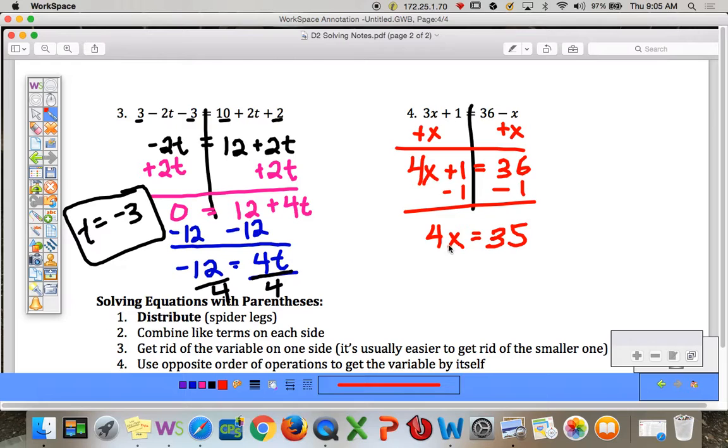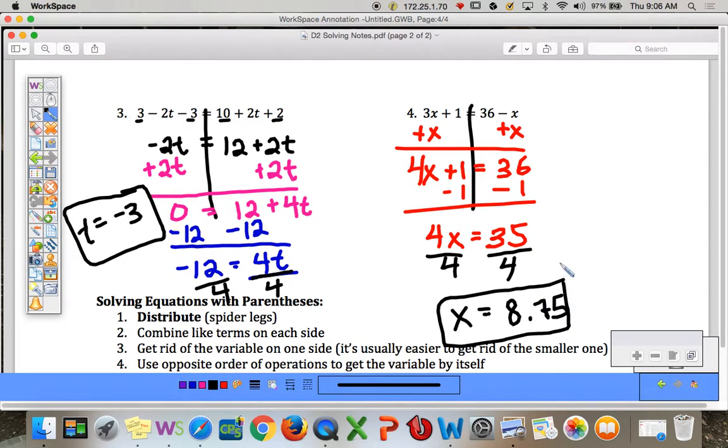To get rid of the 4, it's being multiplied, so we're going to divide each side by 4. And our answer, you can leave it as a fraction, but the answer as a decimal is 8.75. To get that, we take 35 divided by 4.